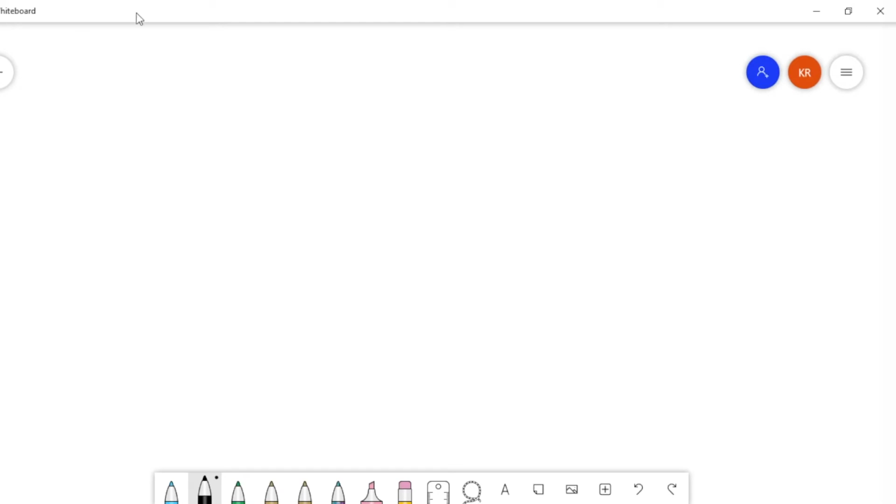Hello students, we are doing the chapter on respiration, and today let us study about frog lungs. So frogs are amphibians.